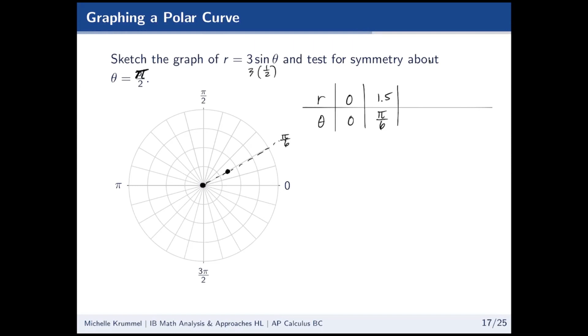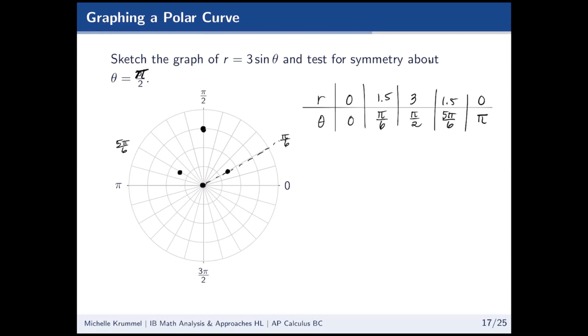Okay, pi over 2. That might be a big leap, but we'll see what happens. 3 times the sine of pi over 2 is 3. So pi over 2, 1, 2, 3, right there. So far my orientation is going something like that. Let's try 5 pi over 6. The sine of 5 pi over 6 is 1/2 times 3, 1.5. And the sine of pi is 0, so I'm back to 0 again. Those 4 points aren't a whole lot to go on. We might want to plot a few more.